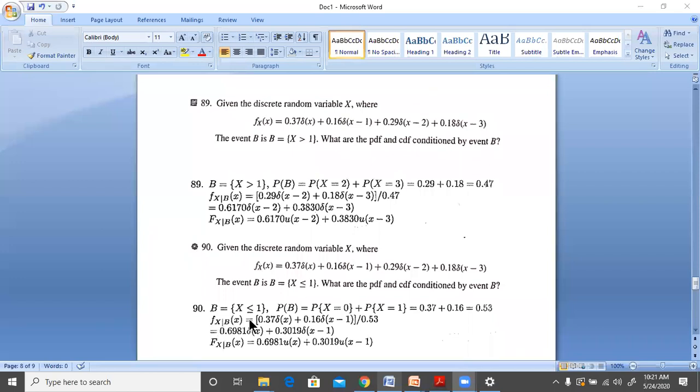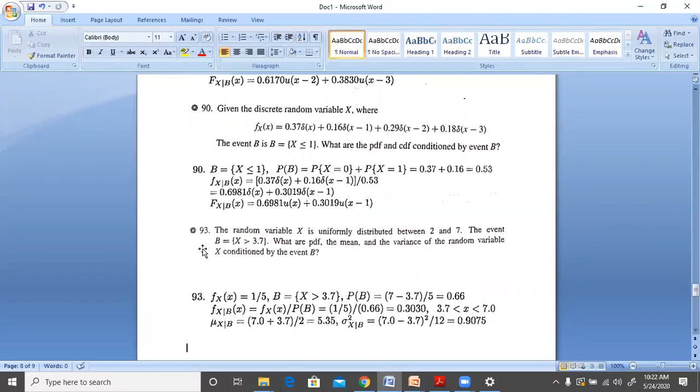Okay, so f of x given B of x will just turn out to be 0.37 del x plus 0.16 del x minus 1, because that is the one which corresponds to x less than or equal to 1, divided by the value which will turn out to be 0.53. So we divide that by 0.53 over here, and hence we will get this quantity. Now again, small f x, if it is integrated, we will get capital F x. If you integrate the PDF, you will get the CDF. And integration of del x will just give you u x, all the other things remaining the same.